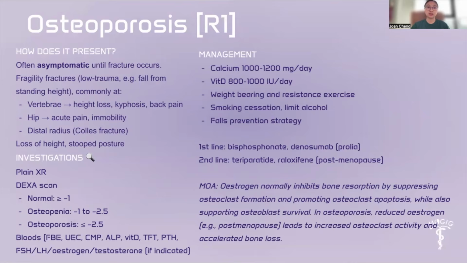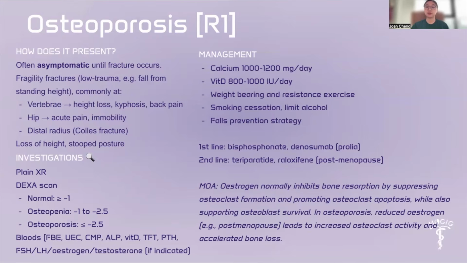It's commonly at the vertebrae level, hip, and distal radius. For investigations, you will initially start with a plain X-ray to look at the fractures, and then you'll go ahead with an outpatient DEXA scan, and that would show either normal results, osteopenia, or osteoporosis. Some blood tests you can do for this would be FBE, UEC, CMP, ALP, vitamin D, TFTs, PTH, and then your hormone panel. Management for osteoporosis includes calcium and vitamin D supplementation.